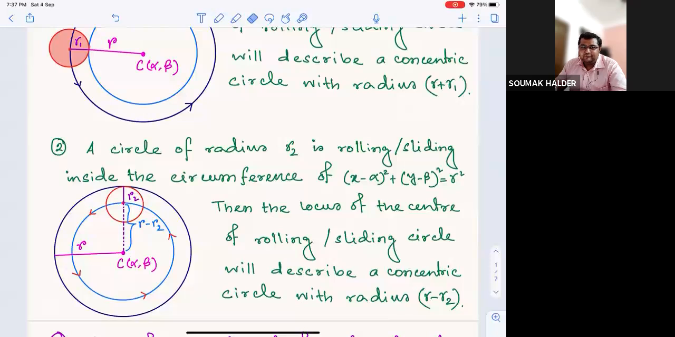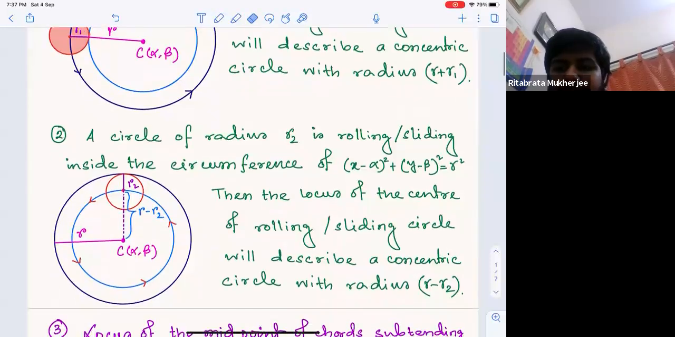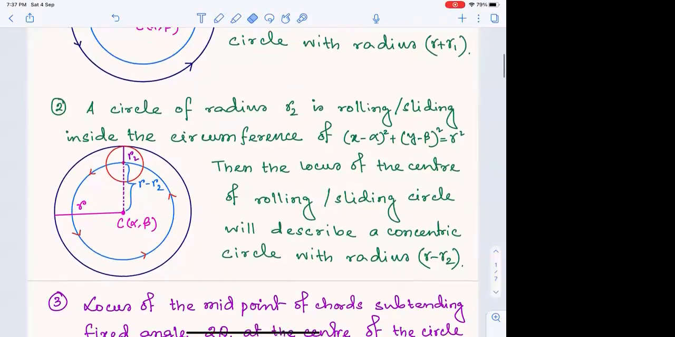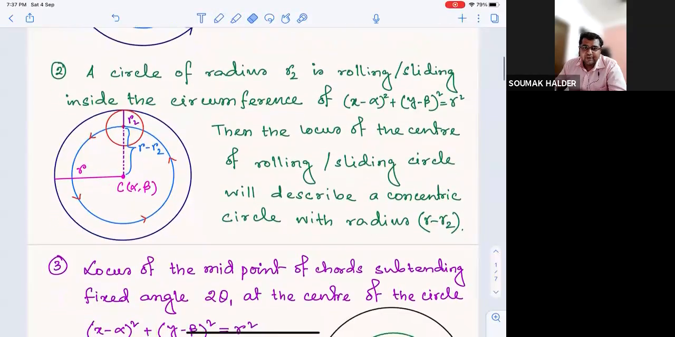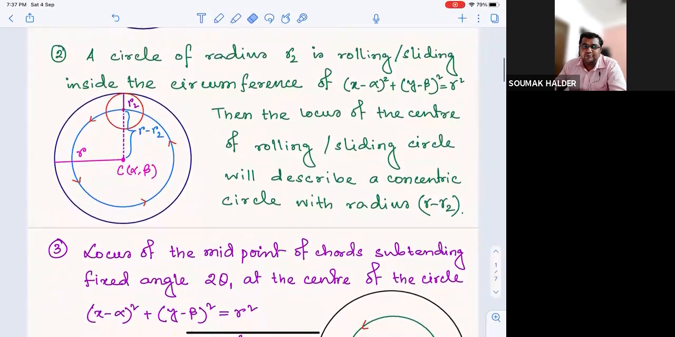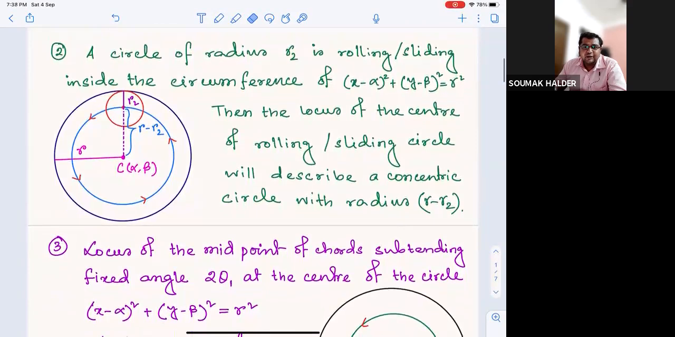Is it okay with everyone? Yes, sir. Now some references that we can get from circular geometry. Locus of the midpoint of chord subtending fixed angle 2 theta 1 at the center of the circle (x minus alpha) whole square plus (y minus beta) whole square is equal to r square.